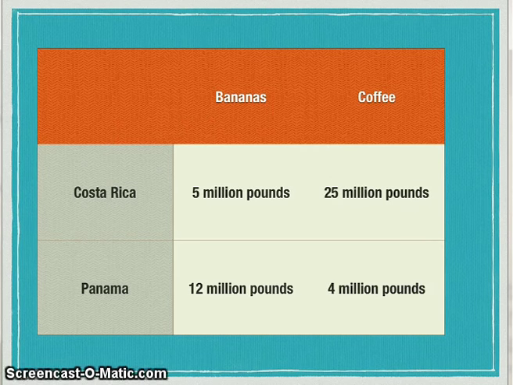So let's take another example here for a minute. Let's look at the production of bananas and coffee by two nations, Costa Rica and Panama.